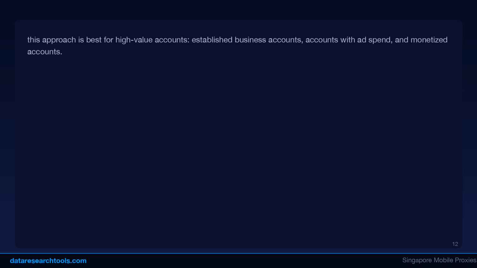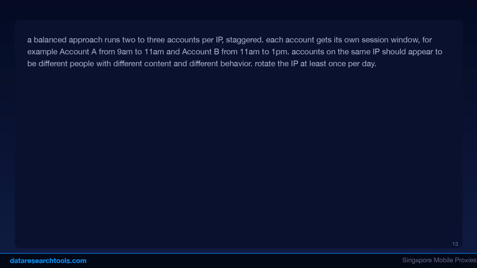At the higher risk end, you can run 5 to 10 accounts per IP with rotation. Accounts cycle through the IP pool, each getting a different IP each session, with no 2 accounts active on the same IP simultaneously. This requires fast rotation with a large IP pool and accepts a higher ban rate as a cost of operating at scale. It's best suited for disposable accounts, bulk operations, and testing.